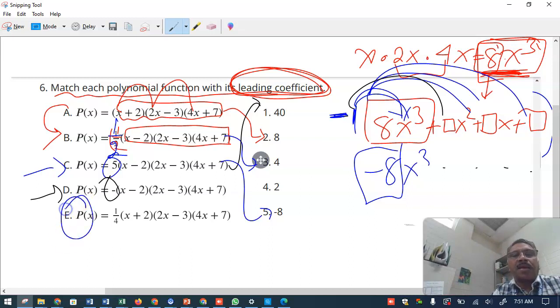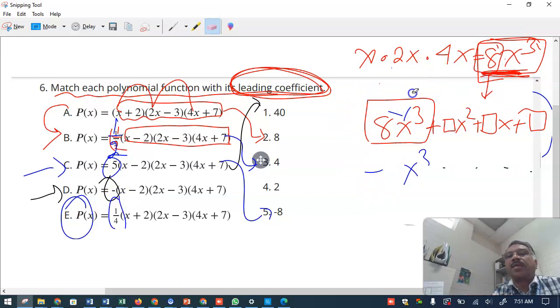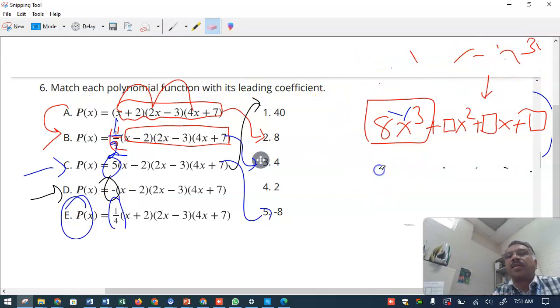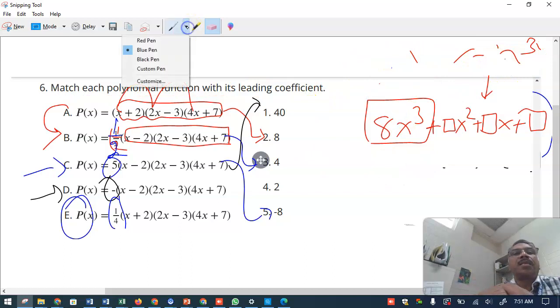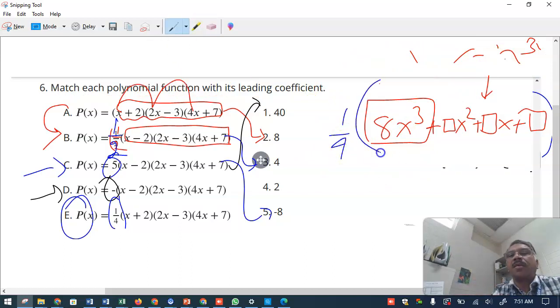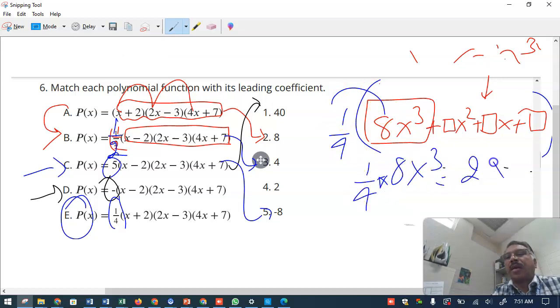And the last one is 1/4. So what is 1/4 of this? This is the original one, and now you multiply the whole thing by 1/4. So 1/4 of 8x cubed is 2x cubed, so the number is 2. That's the leading term, and you get this answer. Okay, and this is how you do it.